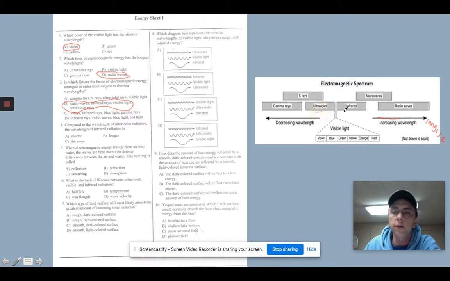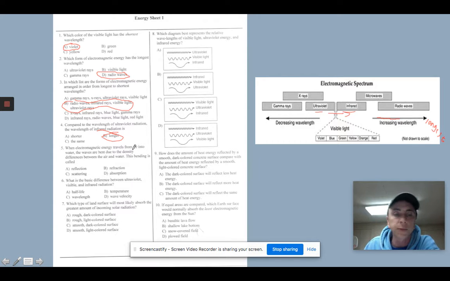Number 4, they just wanted to compare the wavelength of UV to infrared. UV is here, infrared is here. So UV would be shorter than infrared. So for number 4, you would have wavelength of UV. Oh no, I'm sorry. It says compared to the wavelength of UV, infrared is. Infrared's over here, so we're going that way, and infrared is longer. B.